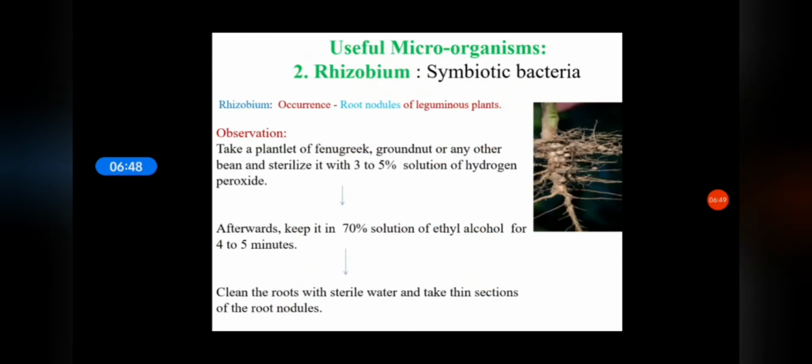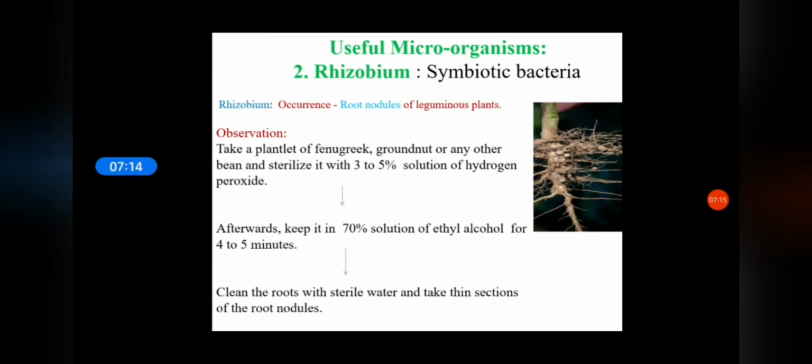Now we move forward with the second useful microbe, that is Rhizobium. It is a symbiotic bacteria. Rhizobium occurs in the root nodules of leguminous plants like fenugreek, groundnut and soybean, etc. Root nodule means a small swelling on a root, as you can see in the alongside figure.